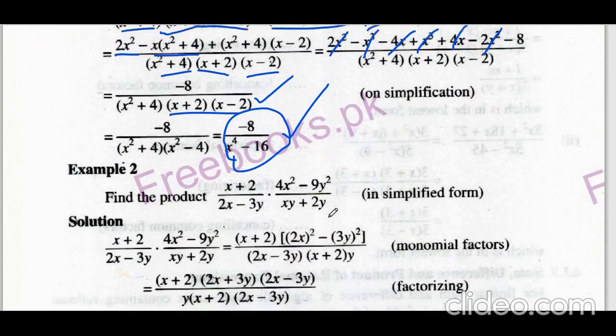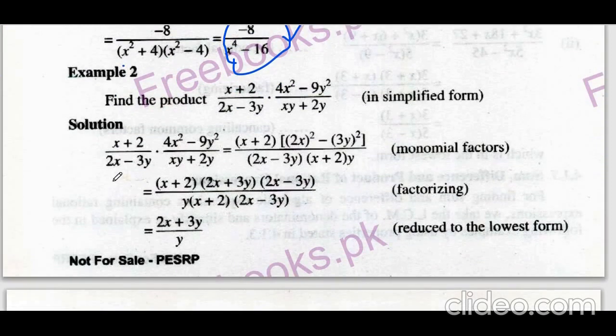Okay. Example 2: find the product. Now there is an operation which is used, that is product, in simplified form. We discussed in our previous class how to do multiplication between two rational expressions. Just multiply the numerators and denominators. Okay, x plus 2 multiplies this term and the denominator multiplies with this denominator, we get this step. Okay, monomial factor means there are two factors.